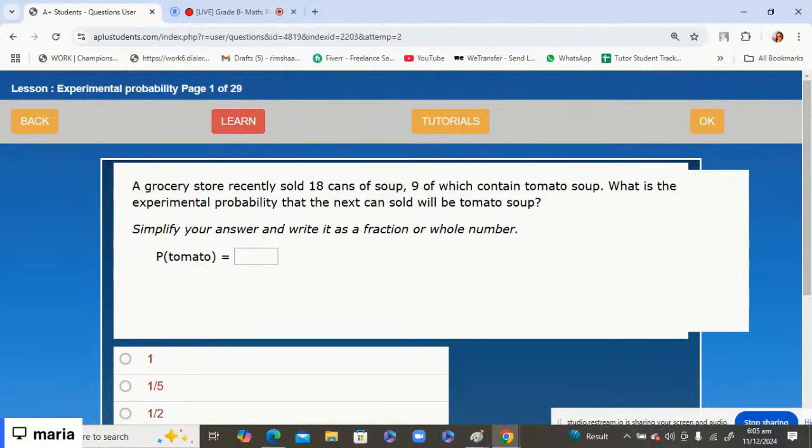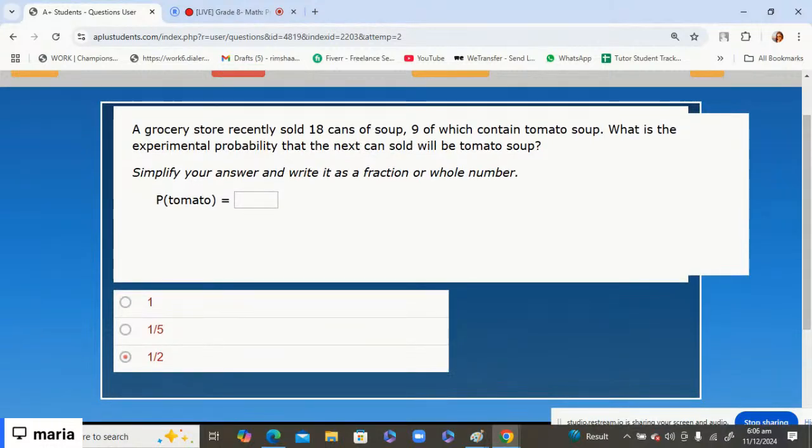A grocery store recently sold 18 cans of soup, 9 of which contain tomato soup. Total is 18, and the tomato soups are 9. What is the experimental probability that the next can sold will be tomato soup? Simplify your answer and write it as a fraction or a whole number. So the probability for tomato soup: 9 is the tomato soup and the total is 18, so 9 over 18. When you divide 9 over 18, 9 times 1 is 9, 9 times 2 is 18, so 1 by 2.